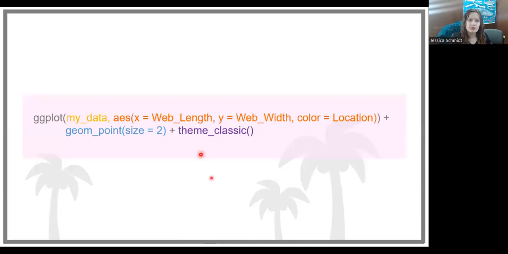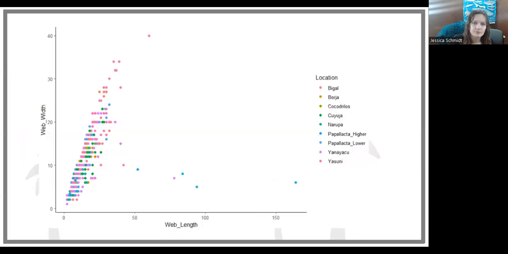Your code should look something similar to this one here. My data is my data, X is web length, Y is web width. Those can be swapped around if you want. I didn't really specify which was X and which was Y. And color should be based on location. Okay, geom point, size equals 2, and finally we have plus theme_classic, which just changes the overall look. Here we go. The result should look like this. So we see the locations mapped properly. We see we have our correct X and Y, and it is a scatter plot.